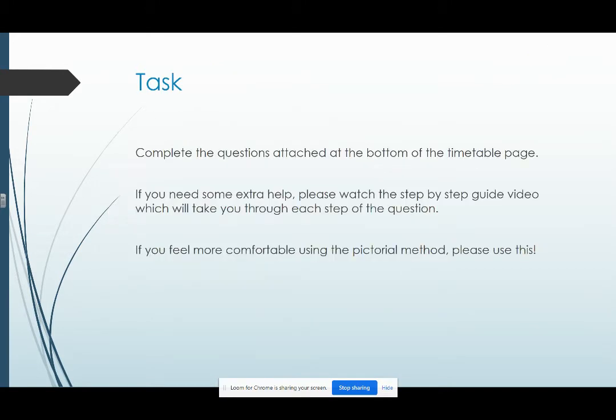So the task for today is to complete the questions attached at the bottom of the timetable page. If you need some extra help, please watch a step-by-step guide video which will take you through each step of the question. This step-by-step guide is going to be using the pictorial method. So if you're going to be using that, please watch it and go for that instead. And I've said at the bottom, if you're comfortable using pictorial, please use that, because whichever way is easiest for you to get it correct, that's what we want to be using.